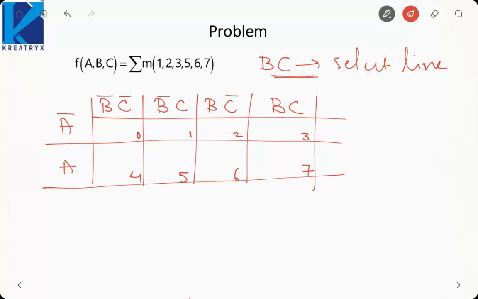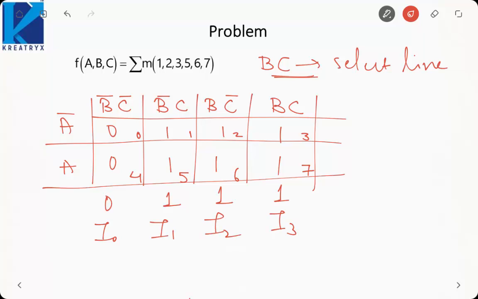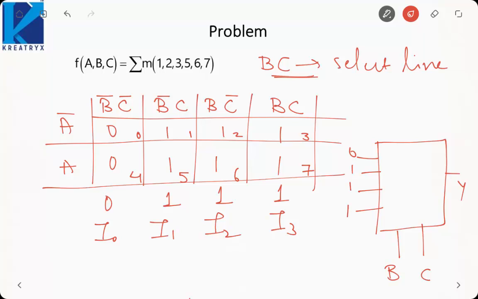So if you see 1, 2, 3, 5, 6, 7. Here it will be 0, 0. So this will be 0. Here both are 1. So 1. Both are 1, 1, 1. So it will be I naught is 0. I1 is 1. I2 is 1. I3 is also 1. So we can draw something like this. Y. Here select lines will be BC and inputs will be 0, 1, 1, 1. So here A will not appear.